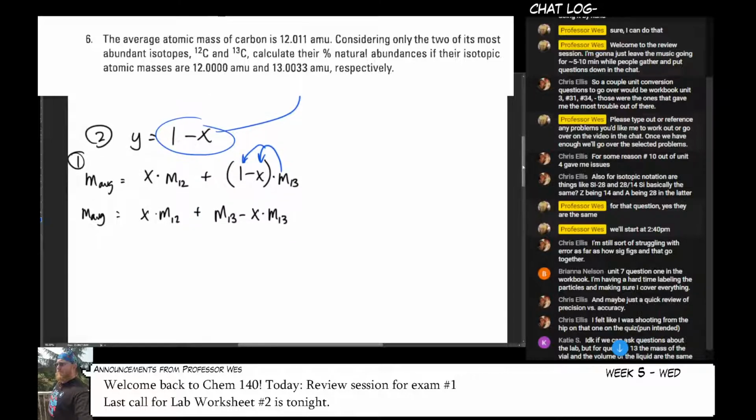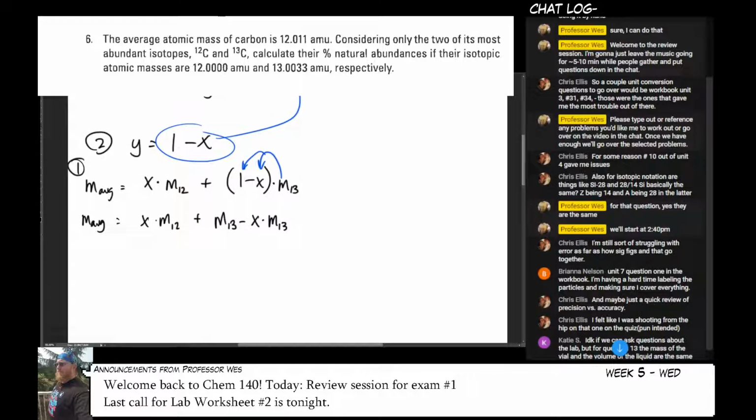And then I'm going to move all the terms that don't have x's in them over to the left. So this is going to go over there. So M average minus M13, because I subtracted it on both sides, is x times M12 minus x times M13. I wrote that plus and I immediately was like, wait a second, that's not right, because I've done 70 billion of these.